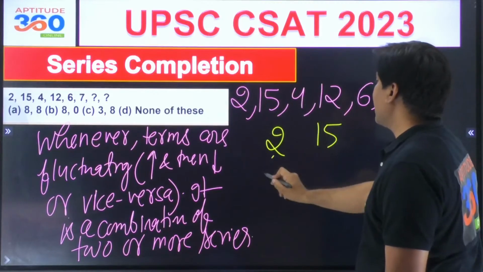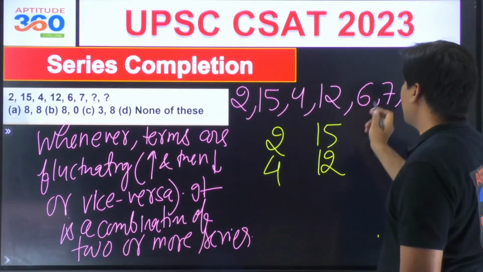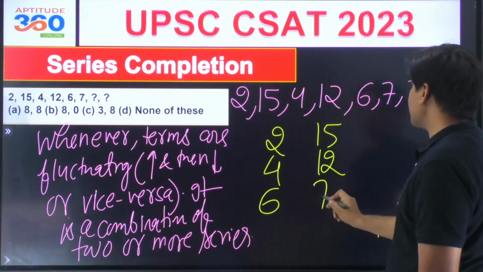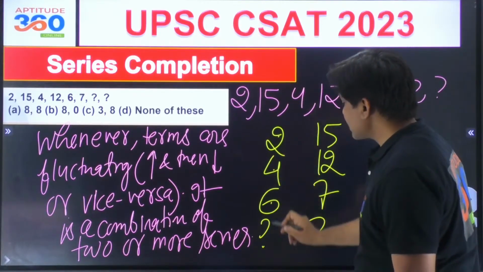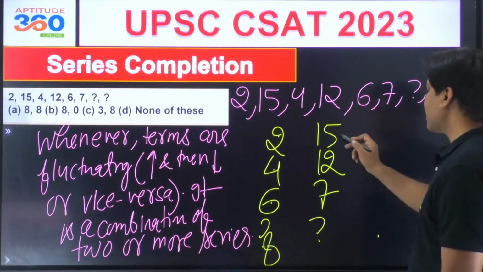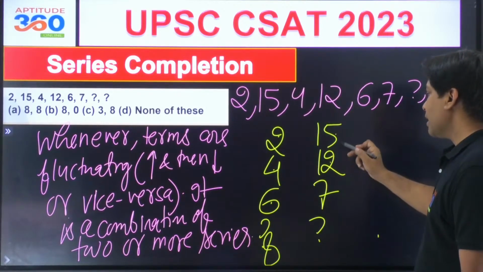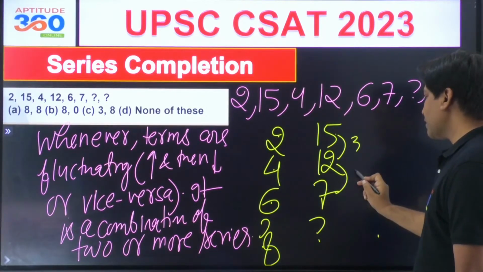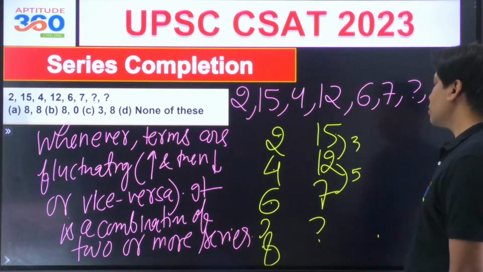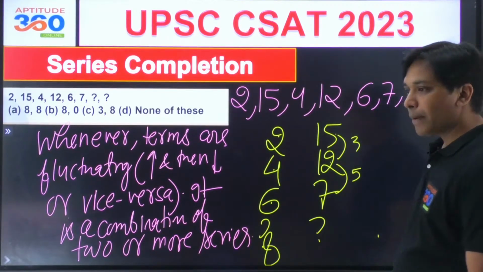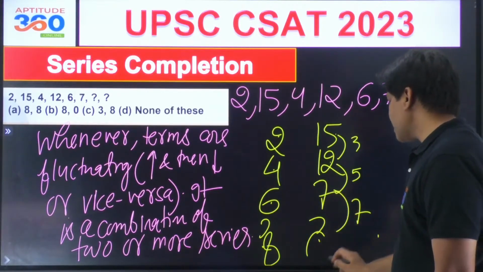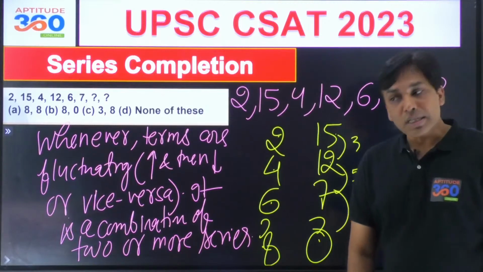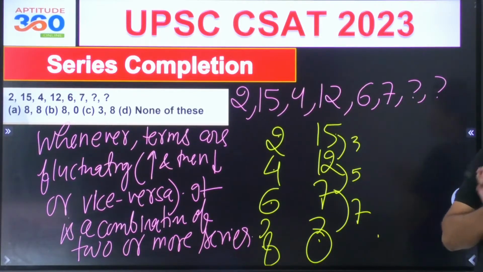Something like 2 and then 15, 2 and then 15 and then 4 and then 12, and if you look at this number 6 and then 7, they're asking you what is this and this. So this is 2, 4, 6, this will have to be 8, and then 15 minus 3, this minus 3, and then this minus 5. Am I doing it correctly? And so this will have to be minus 7. So 7 minus 7, this is coming out as 0. So this is a combination of 2 series.